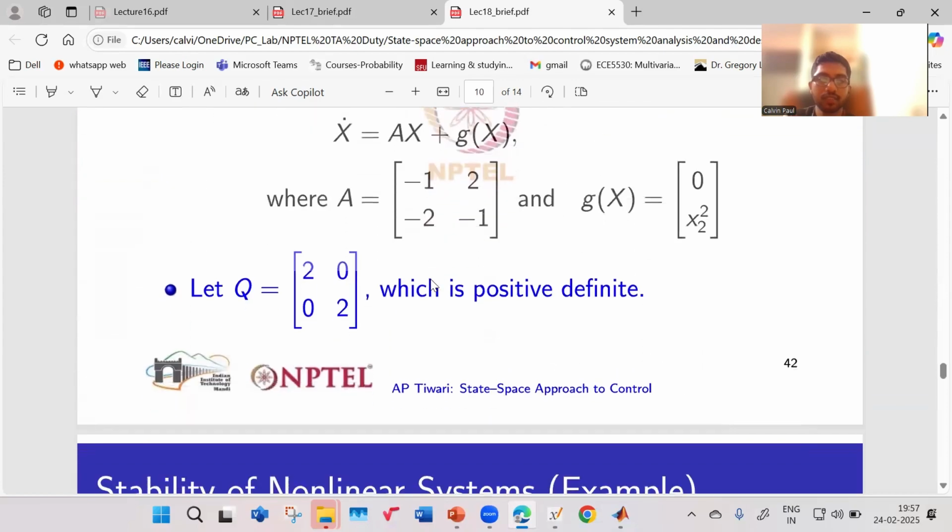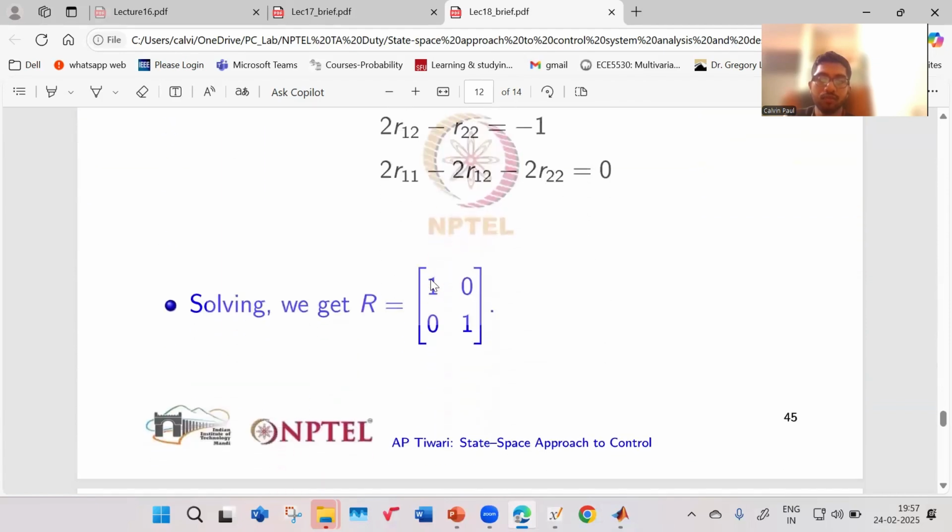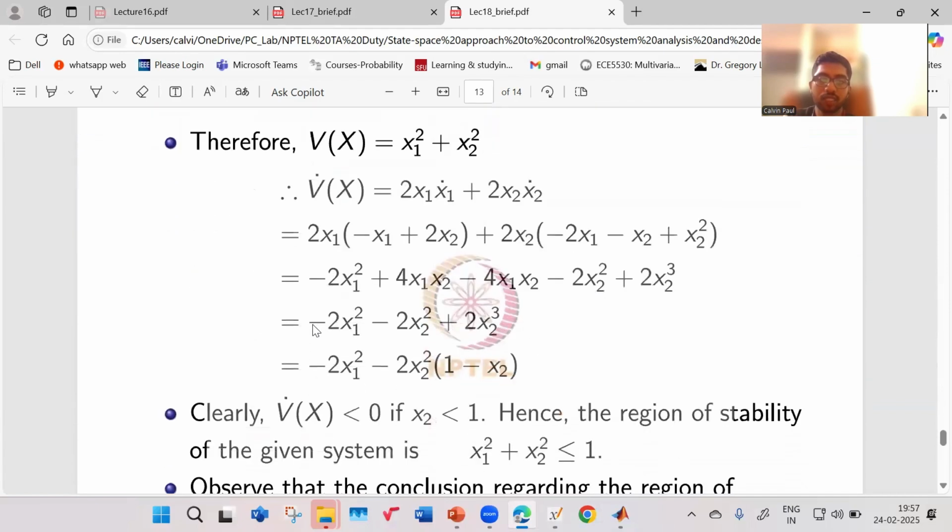So they have considered this expression and they have solved it also, and they have found how they got R, etc.